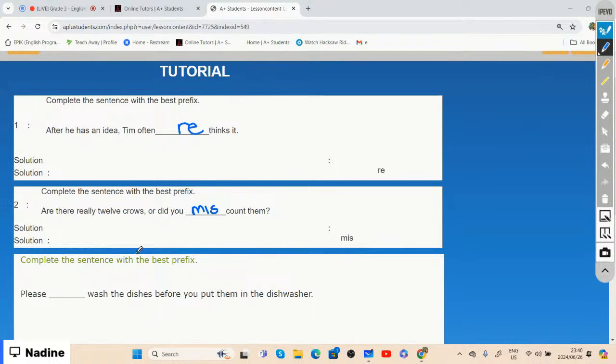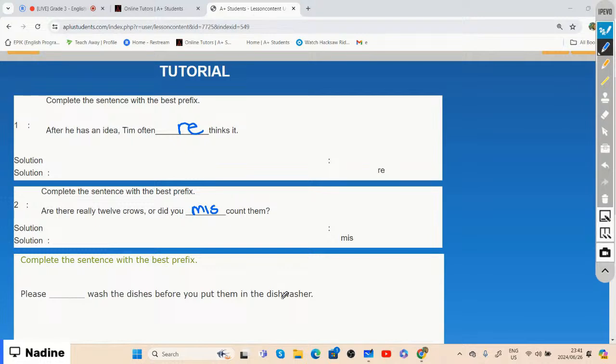The next one says we need to choose the best prefix. Please wash the dishes before you put them in the dishwasher. Do we have to pre-wash the dishes before we put it in the dishwasher? Do we have to re-wash the dishes before putting it in the dishwasher? Or do we have to mis-wash the dishes? We either need to choose re, pre, or miss in front of wash before put it in the dishwasher.